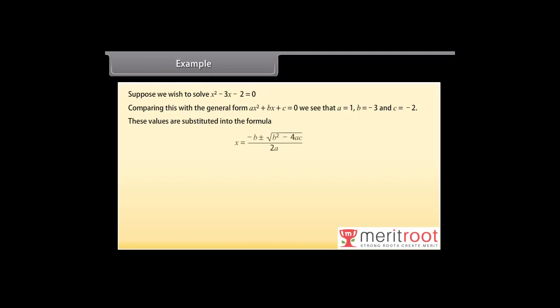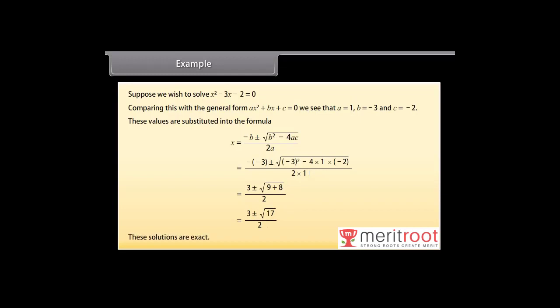It becomes x is equal to minus b plus or minus square root of b square minus 4ac, whole upon 2a, which is equal to minus into minus 3 plus or minus square root of minus 3 square minus 4 into 1 into minus 2, whole upon 2 into 1. By calculating it, we get 3 plus or minus square root 17 upon 2. These solutions are exact.